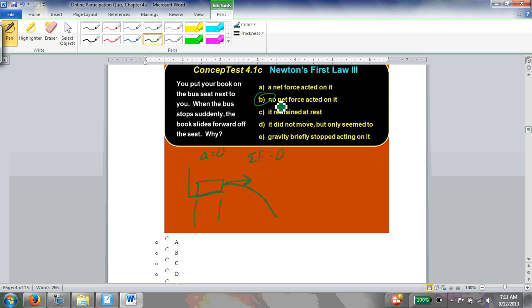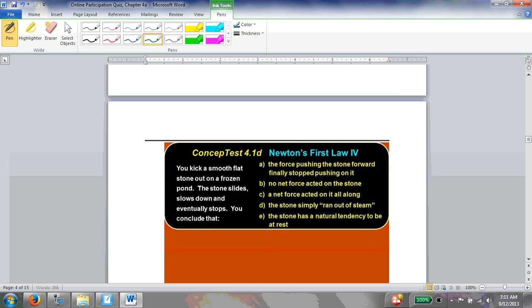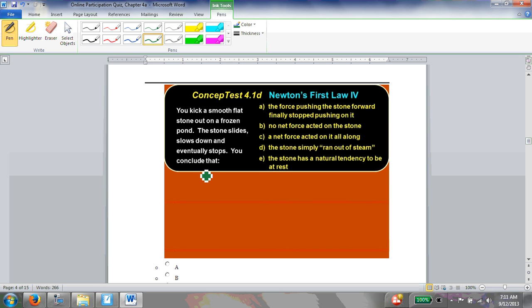Now, often there is a net force that acts on it that causes it to stay on the seat, and that, of course, is going to be a force due to friction, which we'll talk about in the next section quantitatively. So there would be a net force that acts upon it if it stayed on the seat, causing it to come to rest.